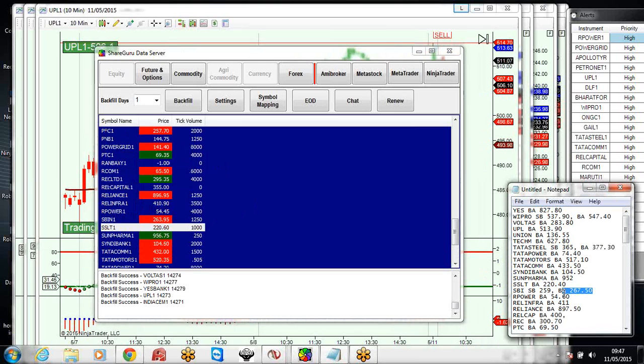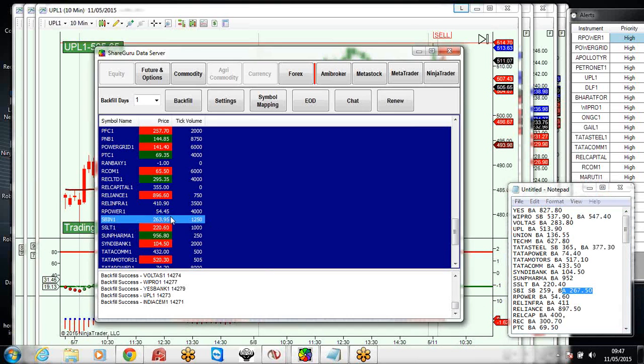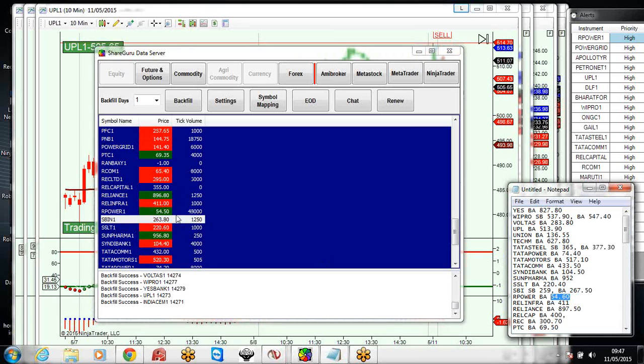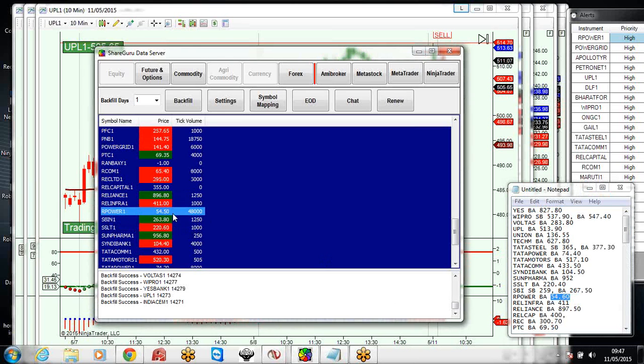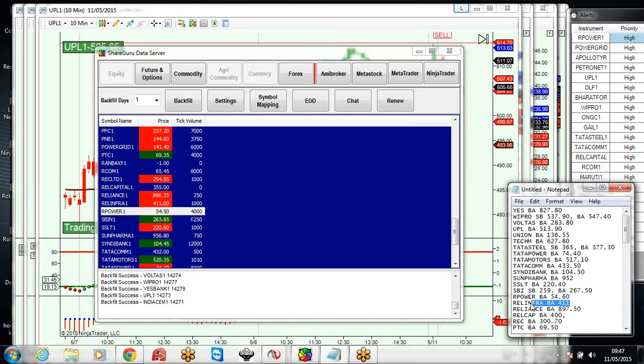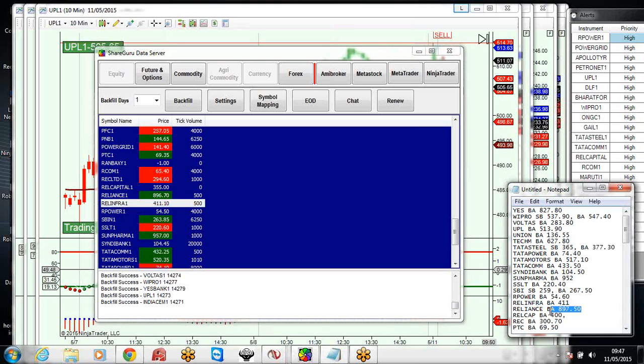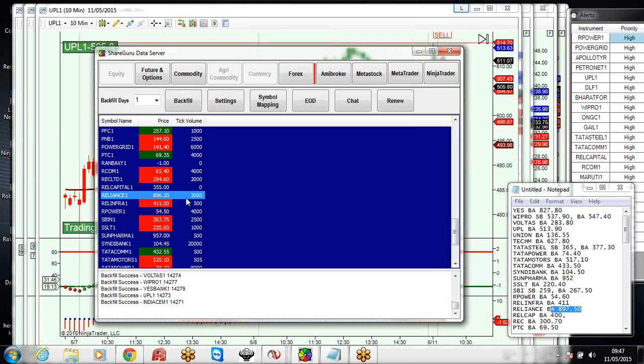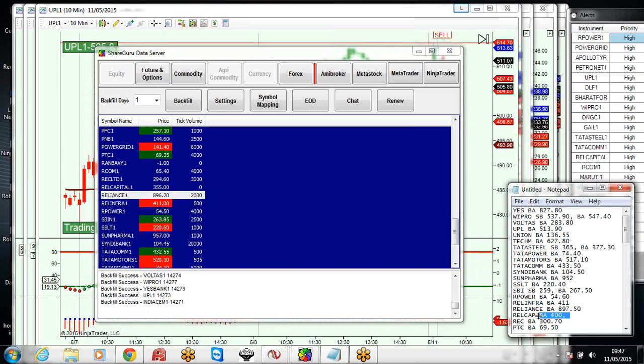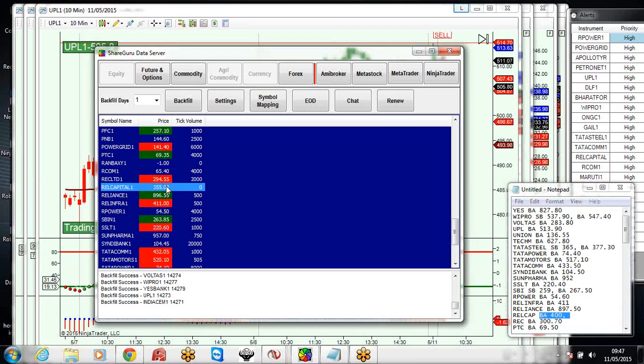So SBI buy above 267. Now it is at 263. I think it's flat. R Power buy above 54.60. The other 10 paise should get it triggered. Real Infra, I think the call initiated at 411. Now it is at 411. Reliance 897.50 is a buy. So that's almost near that. Relcap buy above 400. That was a gap down open.